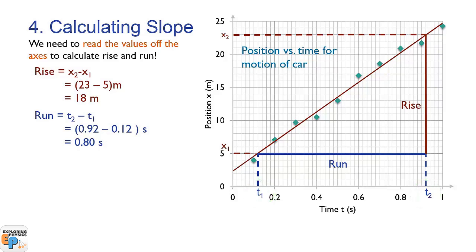The slope now is the rise divided by run, which is 18 meters divided by 0.8 seconds, which gives us a slope of 22.5 meters per second. This slope of 22.5 meters per second gives us the velocity of the car.